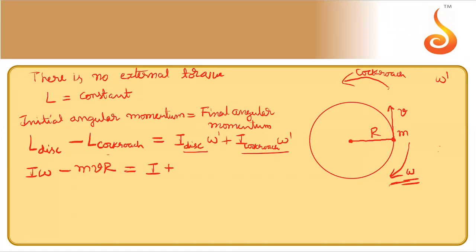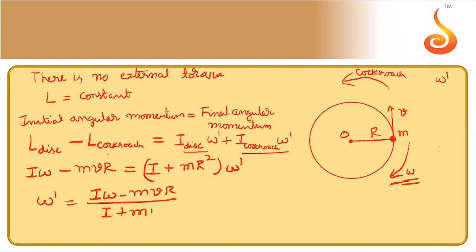Omega dash, I'll take common. Moment of inertia of the cockroach about the origin O is m r square. It's a point mass; you can consider the cockroach as a point mass. This is the total moment of inertia into omega dash. So omega dash equals I omega minus m v r divided by I plus m r square. So that is option C.